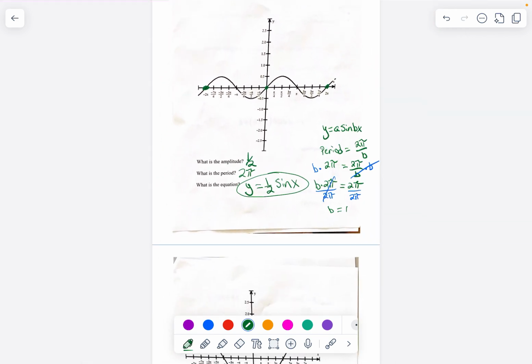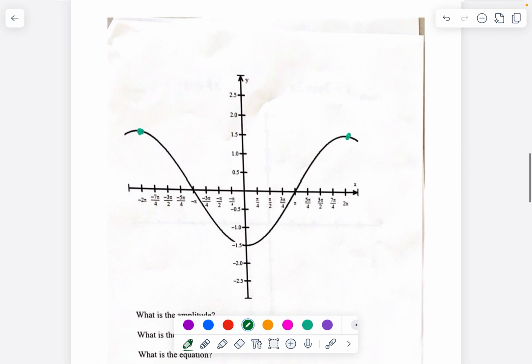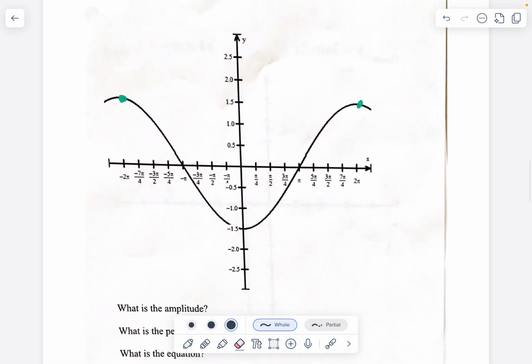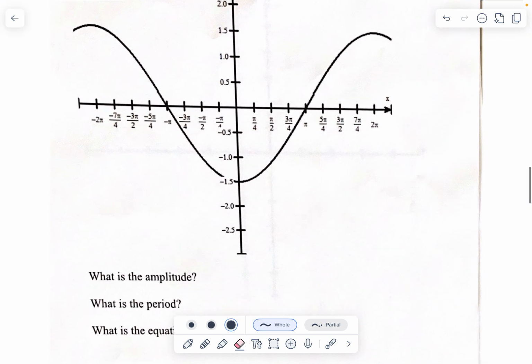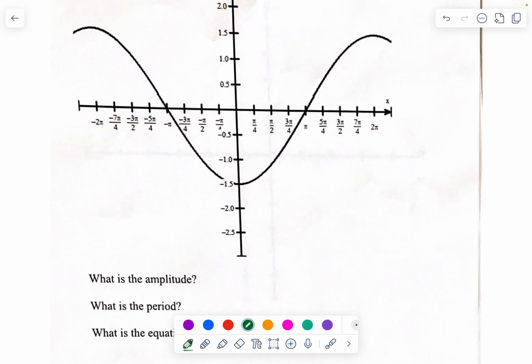Moving right along, let's go to this next one. Oh, I didn't erase my notes from earlier. Oops. Well, that kind of gave it away. What you're going to notice here is that our function doesn't go through the origin. So for us, that symbolizes that this is going to be a cosine function.